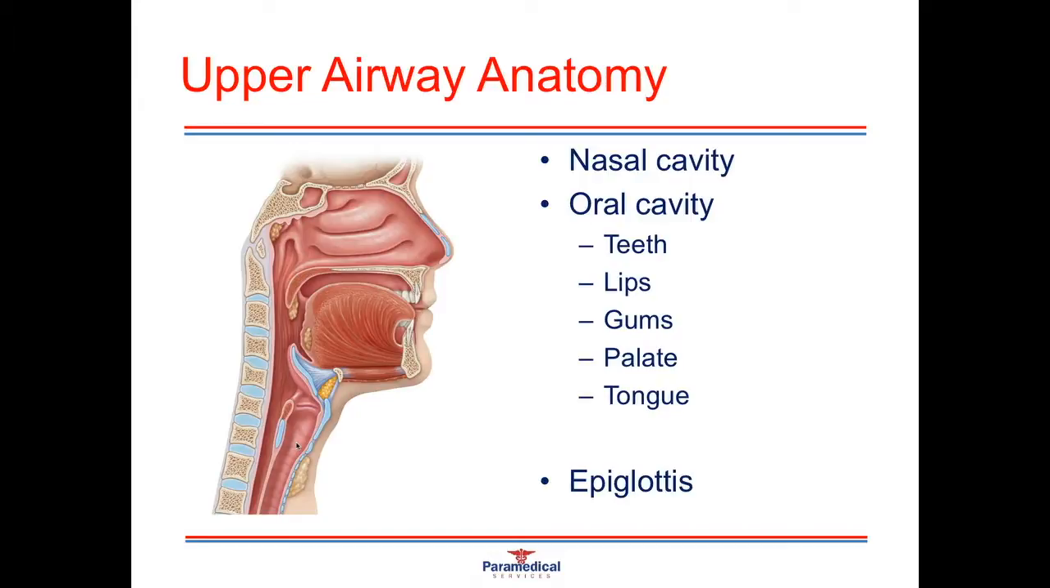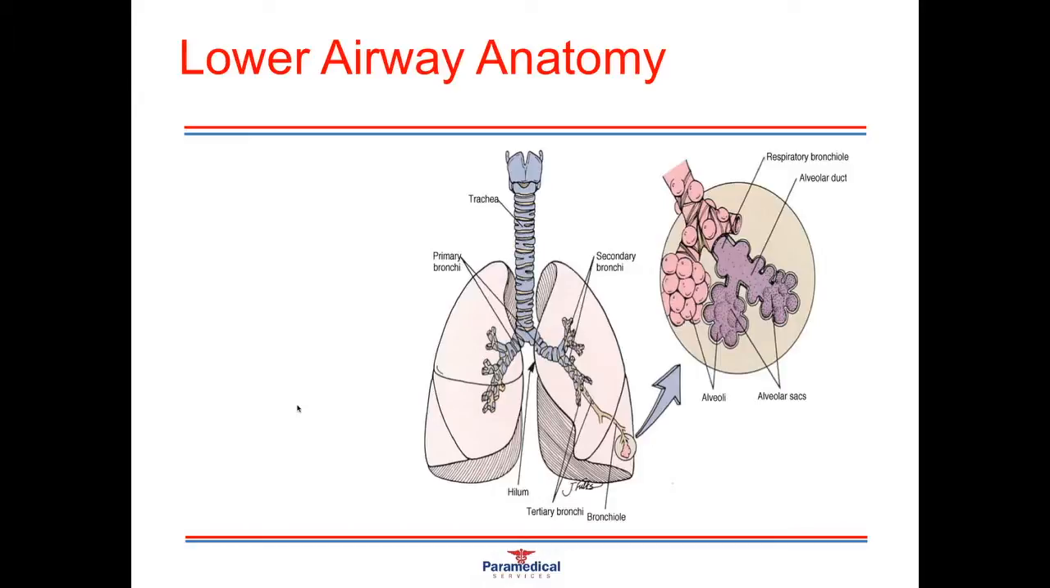So it can have a detrimental effect to the unconscious patient lying on their back, and it's the primary suspect in an upper airway obstruction of an unconscious patient. Just underneath the epiglottis, this area is called the glottic opening, and this is what divides the upper airway from the lower airway.